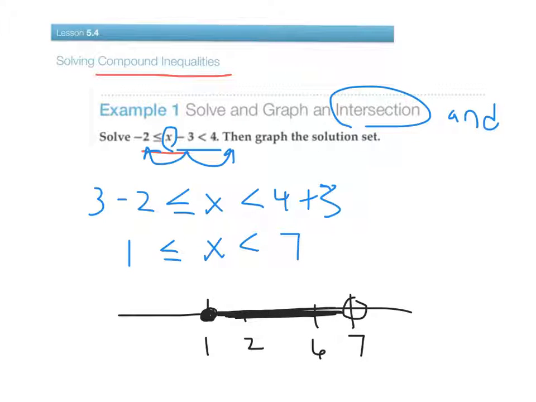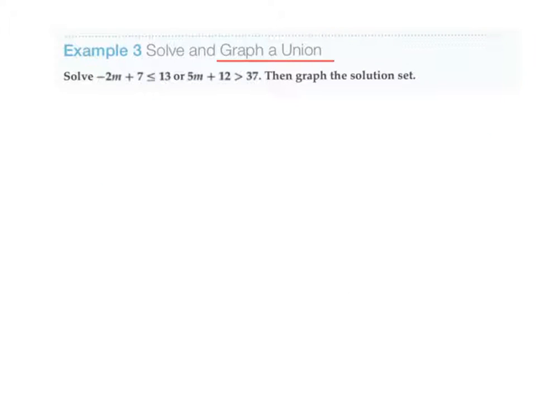So if we go back up to what we're asking, intersections happen when you have less than signs in one inequality. To solve what's called a union, which is putting two things together, you often see the word "or," which you'll see right here. So we're going to graph these, but we're going to do them separately.